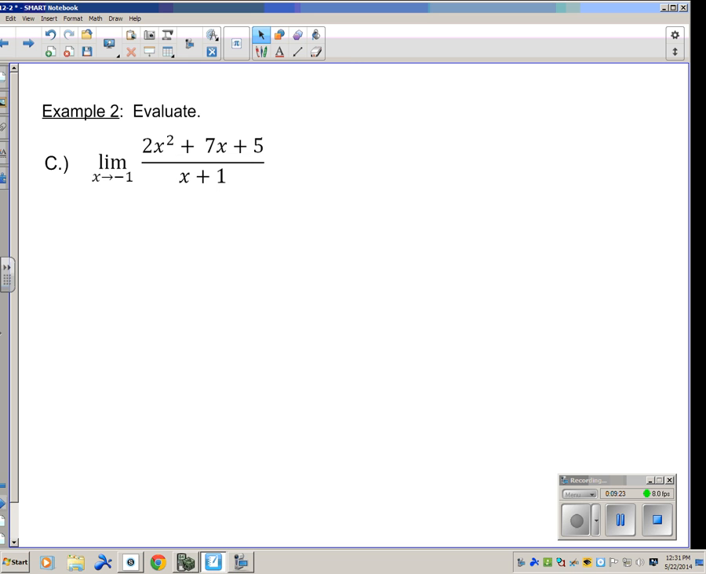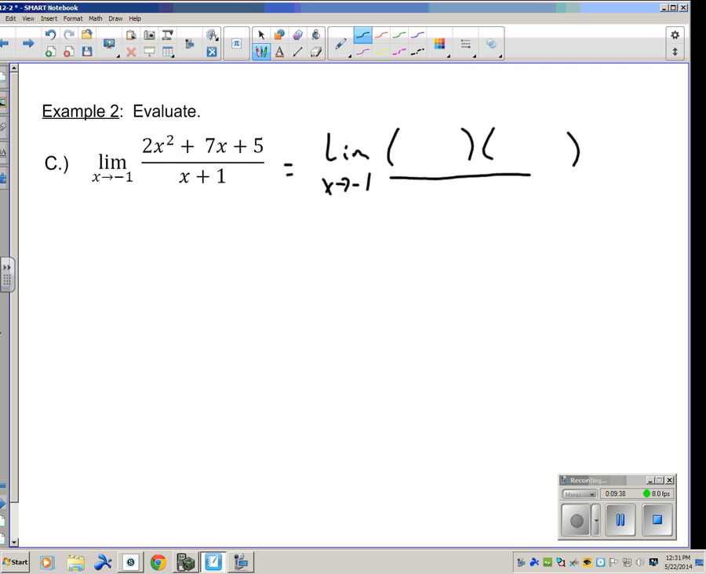Same with this one. Can't use direct substitution. If I put negative 1 in my denominator there, I'm going to get 0. So let's think about maybe using some more factoring, because I'm looking at that one thinking, oh, it's a quadratic again, so let's factor this.